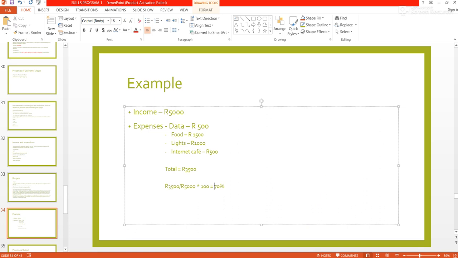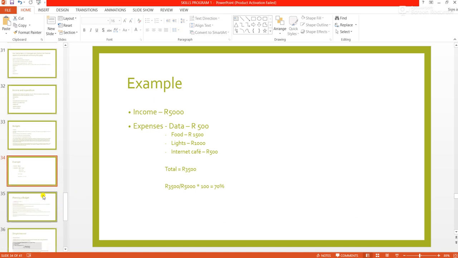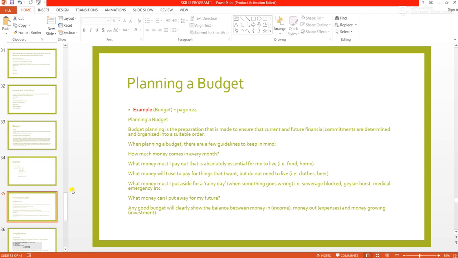So this is just basically how mathematical calculations are involved in terms of budgeting. It's not that hectic, but it's more of how you plan and how you budget in terms of what you earn. So moving on to slide 35.